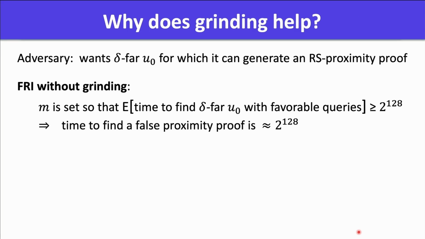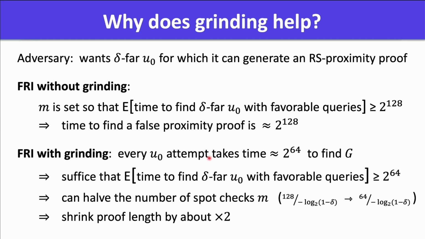So now why does grinding help? The adversary wants some false proof that some delta-far U0 is actually close to the code. Without grinding, we set m so that the expected time to find such a proof would be at least 2 to the 128. Now with grinding, because every attempt is going to take the adversary time 2 to the 64, we can set m such that the expected time to find favorable queries is only 2 to the 64.